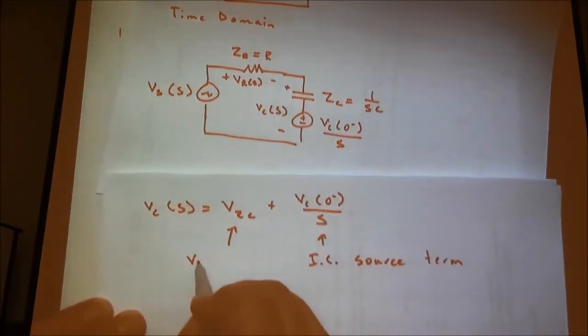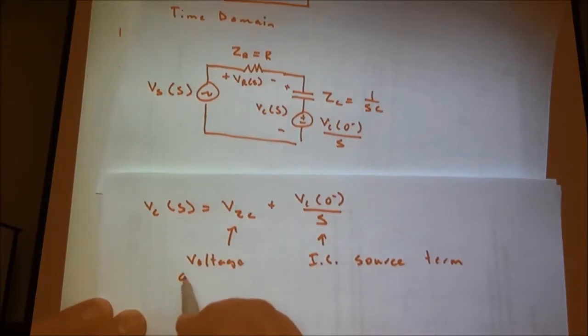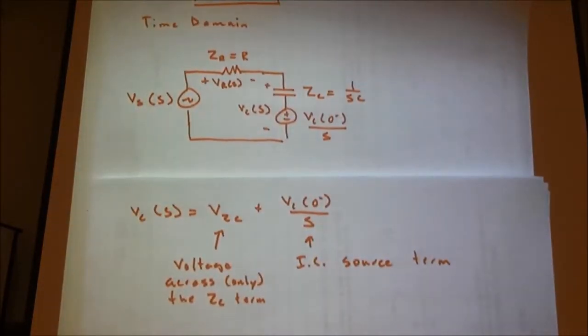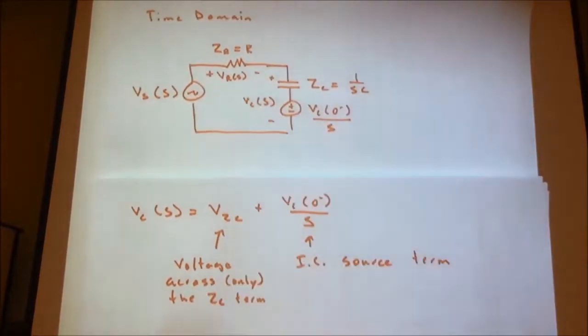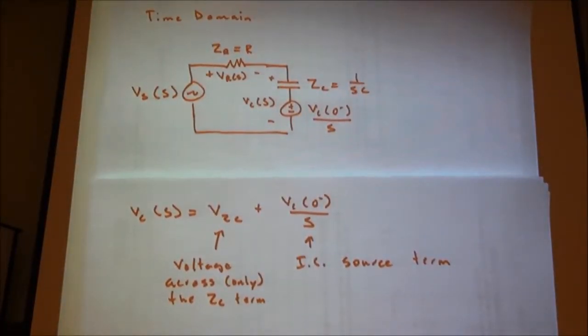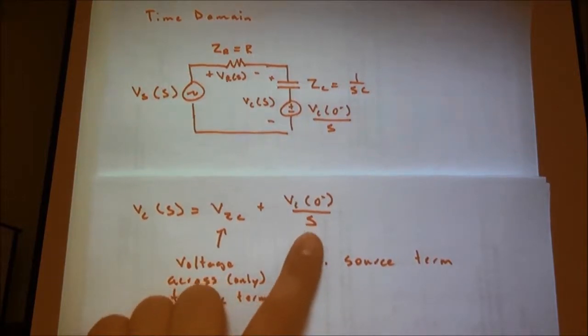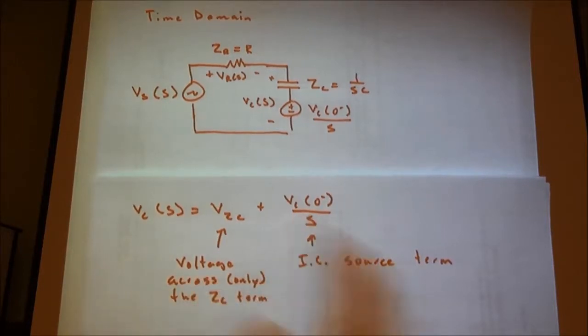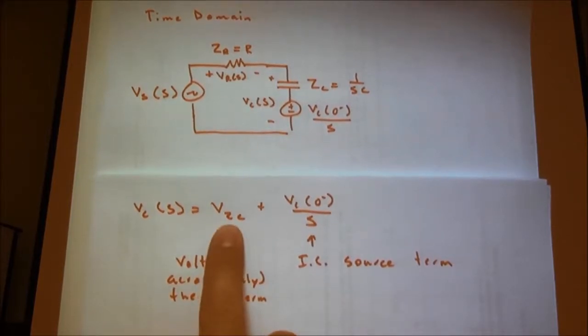So here's our initial condition source term, and then the voltage across only the ZC term. Those are in series, and if we're looking at voltages, we can add voltages in series. And as I've said already a couple times, the voltage across the capacitor is both those components. So we add that. Well, this is fine as it is. VC(0-) is going to be some number. You find it with the initial conditions, whatever those are. Could be 0, depends on what the circuit is. And then this is the voltage across this guy.